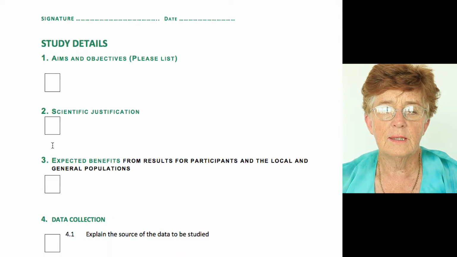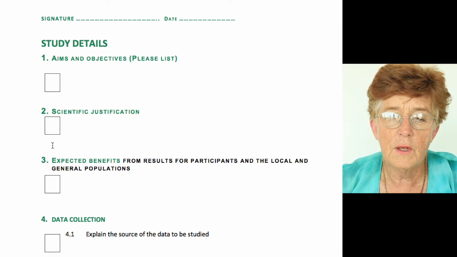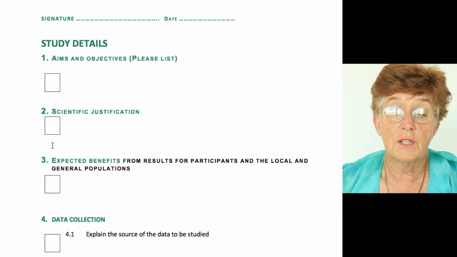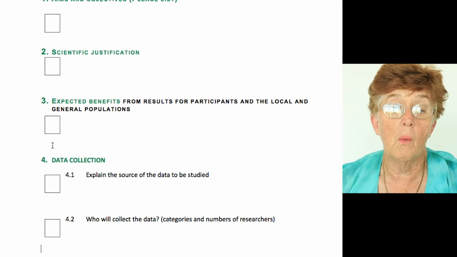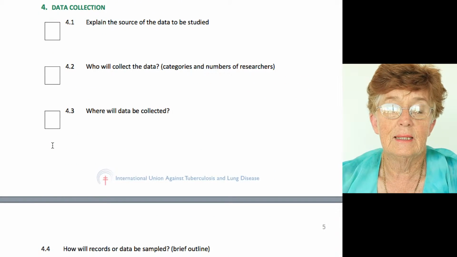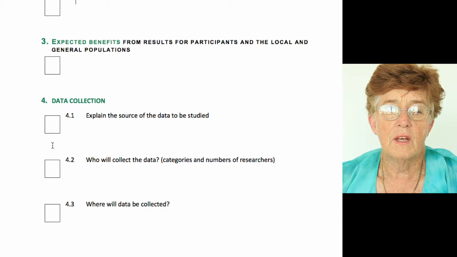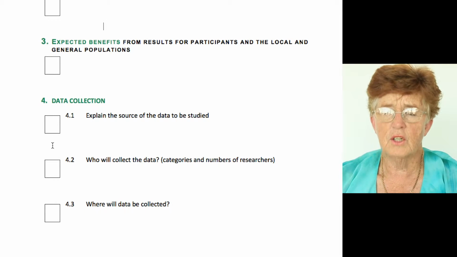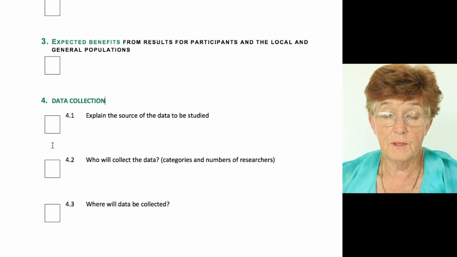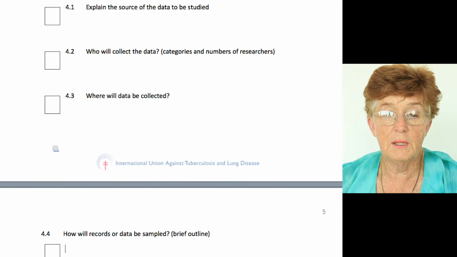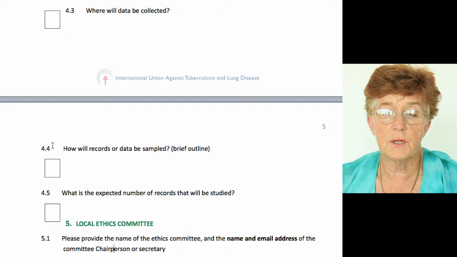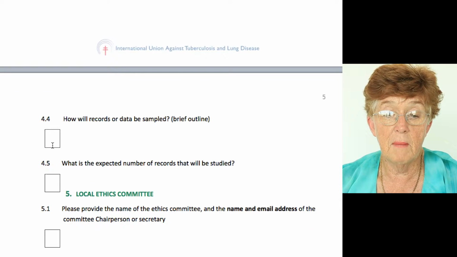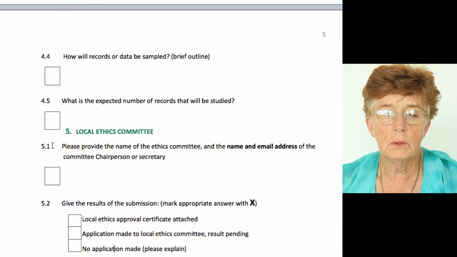Then study detail, the aims and objectives. These could be cut and pasted from the protocol and should be listed. Then the scientific justification. Explain briefly why this study is being done. The expected benefits for participants and the local populations. Then a section on data collection. What is the source of the data? Who will collect it? Where will this be done? What sampling process? We don't want all the formulas, we just want a very brief outline of the sampling methods, and the expected number of records.